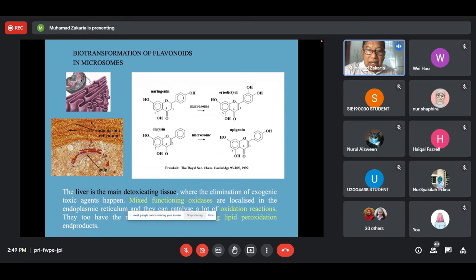So these are examples, naringenin converted by liver microsome. Okay, there's another one, chrysin to apigenin. So they make the substance become more water soluble through the oxidation.